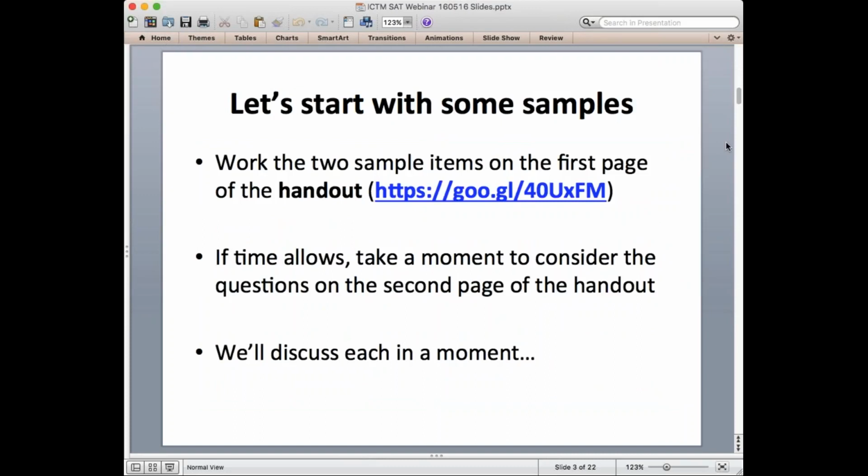So we're going to start with some samples. There are 2 sample items on the first page of the handout. Again, there's a link in the GoToWebinar control panel, and there's also a link in this slide that you are looking at. Please take a few minutes to work these 2 sample items. And if you have some more time, take a moment and think about the questions on the next page of that handout. We'll discuss each of those items and questions in just a moment.